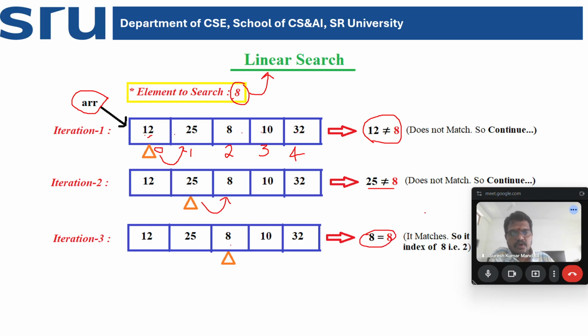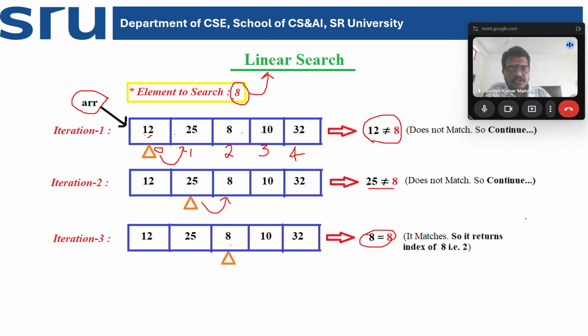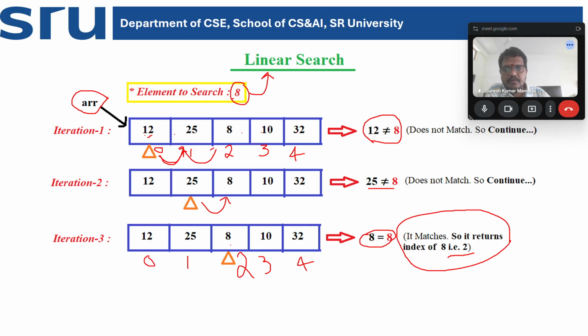Yes, the element is found. It will return that the element is found. Since it matches, it will return that 8 is found at index number 2. Which index number is the element found at? Index 2. This is the sequential procedure. If you observe, starting from 12, then going to the second element, then the third element, it searches sequentially, one after one.